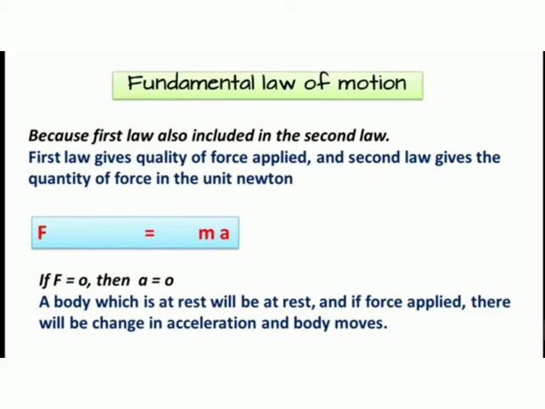First law gives the quality of force applied and the second law gives the quantity of force in the unit Newton, F equal to ma. If F equal to 0, then a equal to 0. A body which is at rest will be at rest, and if force is applied, there will be a change in acceleration and the body moves. Thus, the first law of motion can be mathematically stated from the mathematical expression for the second law of motion.